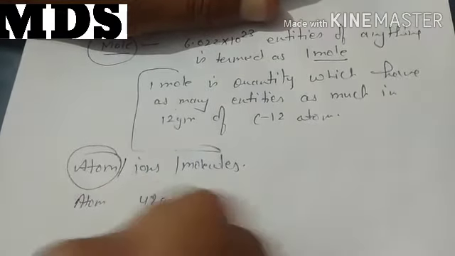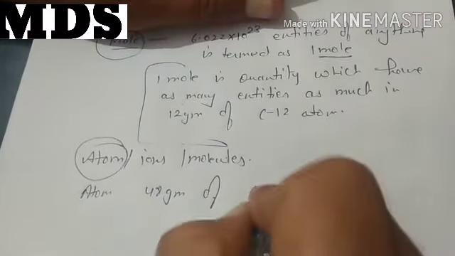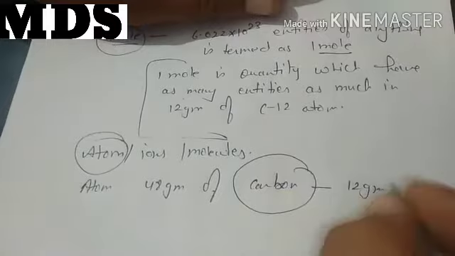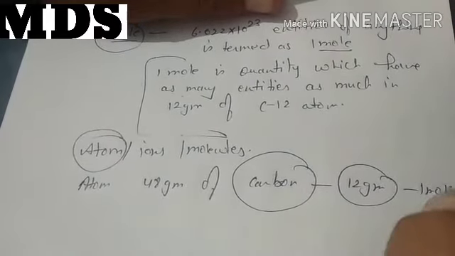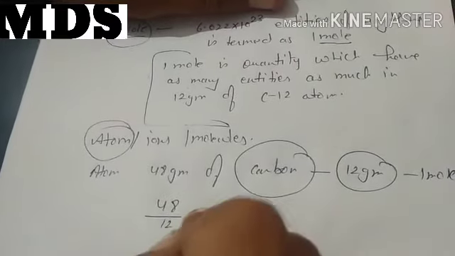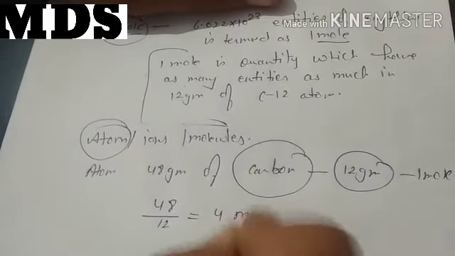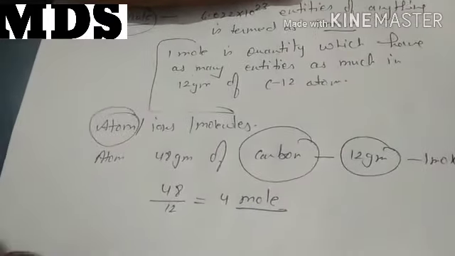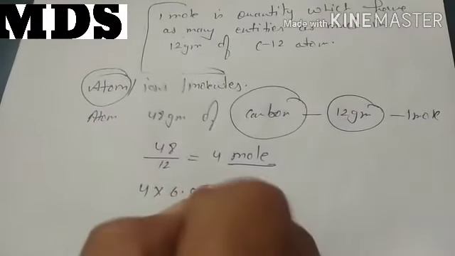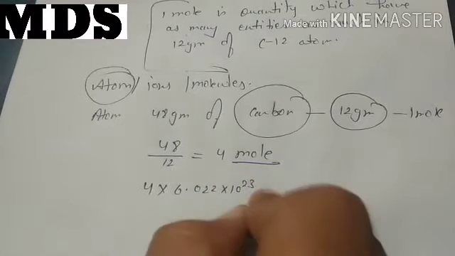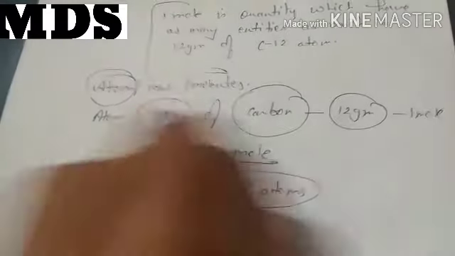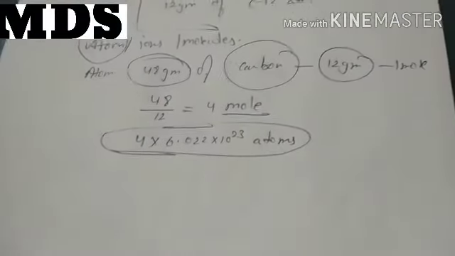48 gram of carbon. So you know that carbon atomic mass is 12 gram, meaning 12 gram is known as 1 mole. So how many moles will there be? 48 divided by 12, 4 moles are there. And so how many atoms? 4 into Avogadro number, that is 6.022 into 10 raised to power 23 atoms. We can calculate the atoms by measuring the mass of an element.